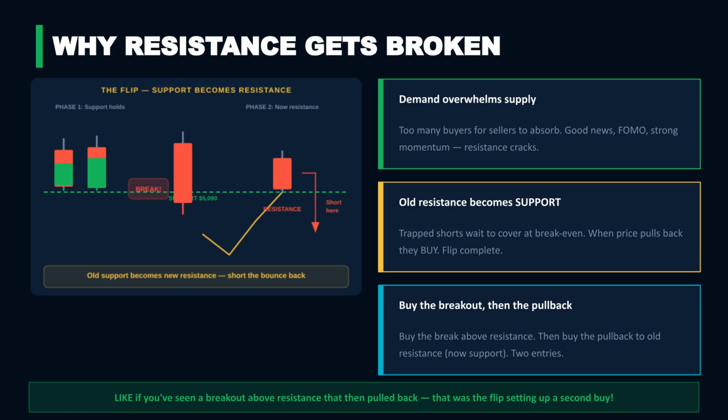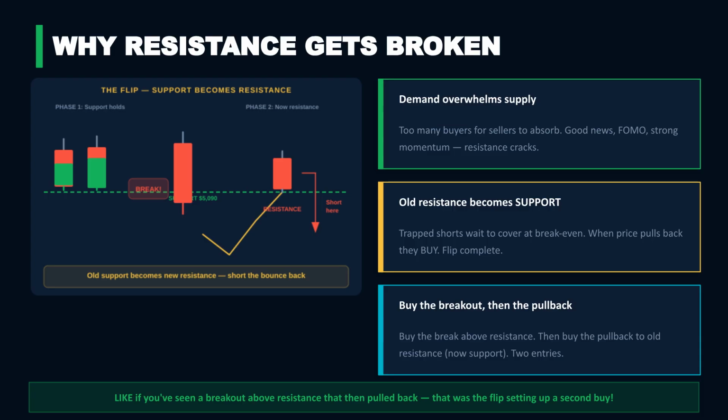Same concept, opposite direction. Resistance breaks when demand overwhelms supply. Imagine resistance at $5,110 has held for months. Sellers keep defending it. But then good news comes out. Suddenly buyers are FOMOing in. There aren't enough sellers at $5,110 to stop them. So buyers push through resistance. Price goes to $5,115, $5,120, $5,130. Buyers are in control.